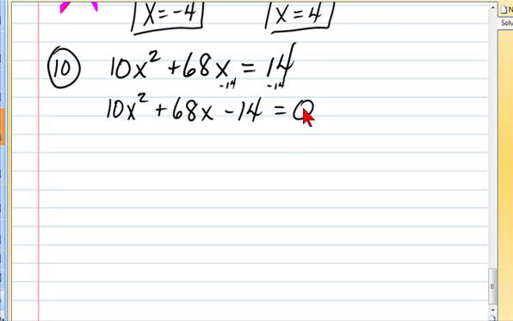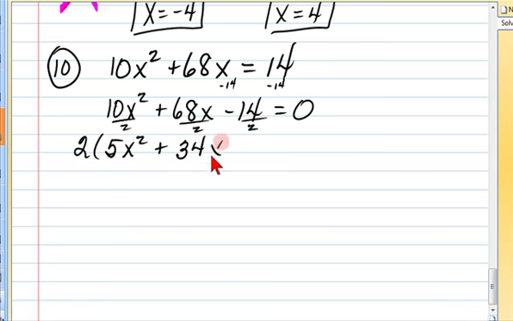If I'm challenged to factor this, what's the first thing I have to ask myself? Is there a common factor? Can you think of a number or variable that goes into all of those terms? 2. I think 2 will. So, if I divide them all by 2, that's going to give me 5x squared plus 34x minus 7 is equal to 0. This is the one problem that I noticed where the trial and error is a little bit harder than it is on most of them because the leading term is not a 1. All right, hang on to the 2.